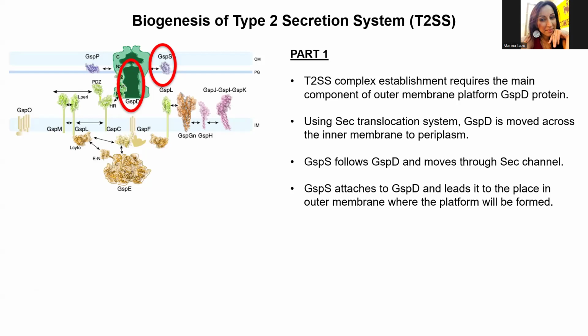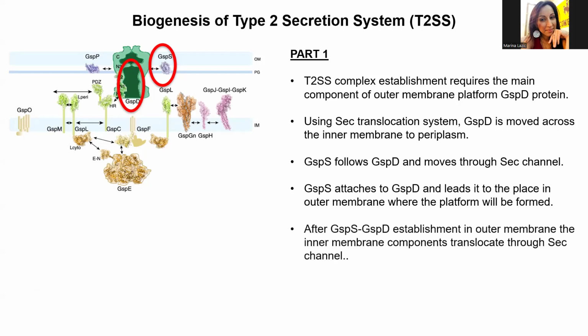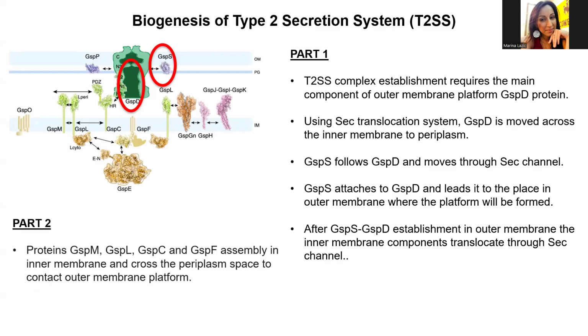So once S and D are established in the outer membrane, the inner membrane components come in, because now you are building literally this whole system through SEC export. So first you build the outer membrane part, and when that's established, it's like a docking, this time in the outer membrane. Now inner membrane proteins can be exported through the SEC channel. And this is where part two comes into the game. So other GSP proteins, which are of course not DNS, are called L, M, C and F. How easy will it be to memorize? But if you miss one letter, I'm not really going to be picky about that.